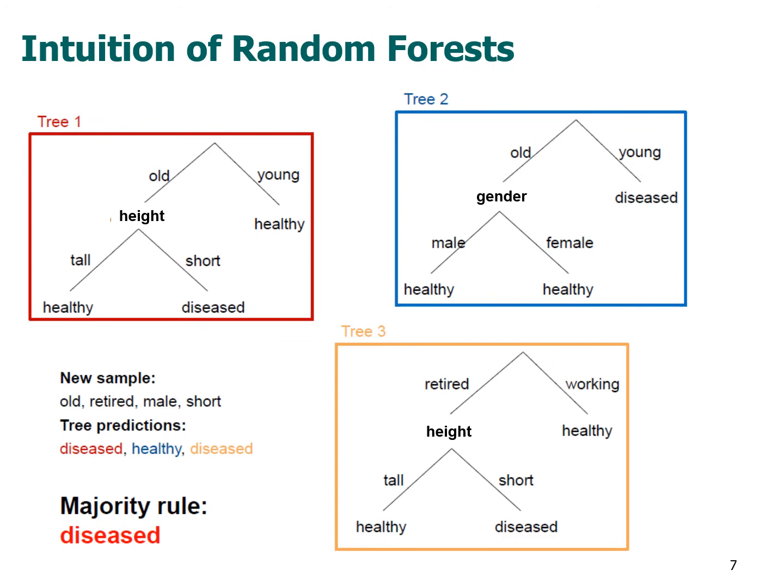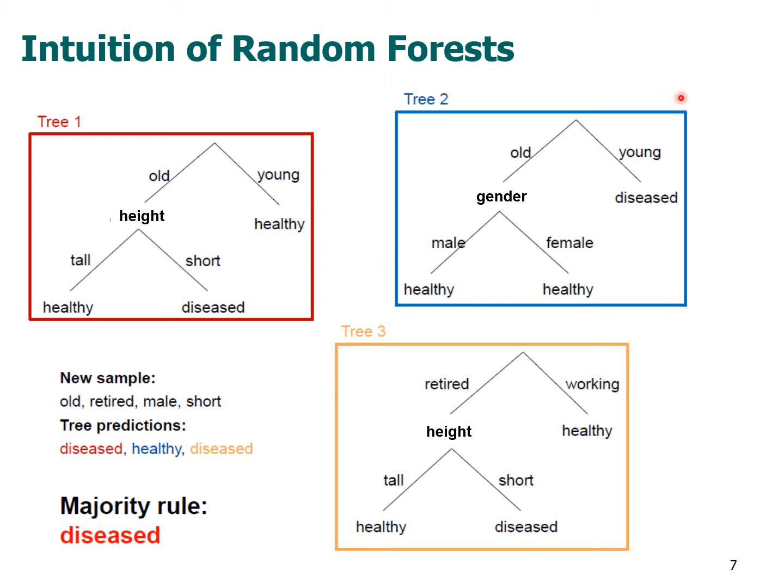This is an example of combining the results from different decision trees in random forest. Suppose we have three different decision trees: tree 1, tree 2, and decision tree 3. We also have new data whose values are old, retired, male, and short. The goal is to classify this new data, whether it is diseased or healthy. By using decision tree 1, its value is old. You come here, and then its height is short, so its class value is diseased. The prediction from decision tree 1 is diseased.